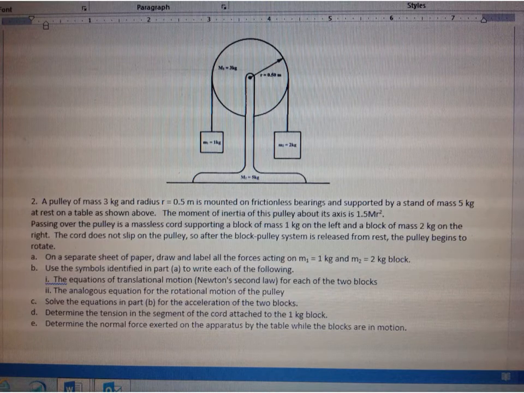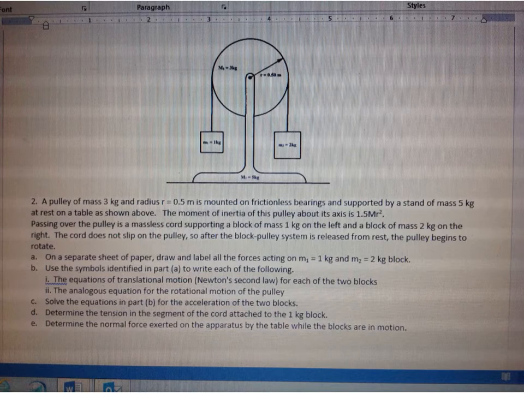Alright guys, so for the second problem, we have an Atwood machine with a 1 kilogram mass on the left, a 2 kilogram mass on the right, and we do see that we have a heavy pulley. The mass of the pulley wheel is 3 kilograms, and they tell us the moment of inertia of that pulley wheel is 1/2 times the mass of the pulley wheel times r squared.